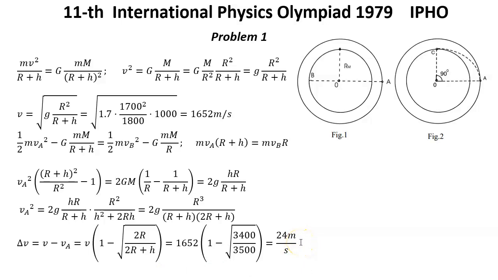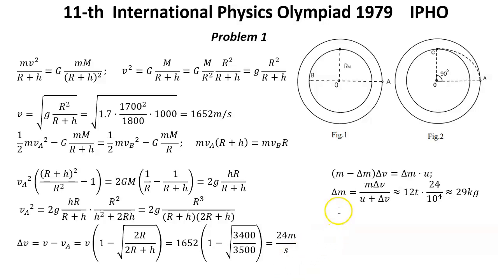Since the engine switched on for a short time, the momentum conservation law in the system rocket-fuel can be written in the form (m minus delta m) multiplied by delta v equal delta m multiplied by u, where delta m is the burnt fuel mass. And now, given that delta v is much less than u, we will find that delta m is approximately 29 kilograms. That was the solution for question 1.